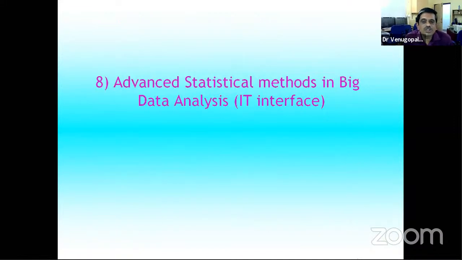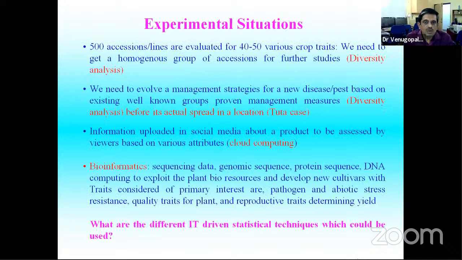Let me turn my attention to advanced statistical data analysis, advanced statistical methods, big data analysis, for which information technology interface is required. I have presented some 4 situations. A breeder is evaluating some 500 accessions or lines over 40 to 50 crop varieties. So his main aim is to get a homogeneous group of accessions for further studies. So that is precisely what we call diversity analysis.